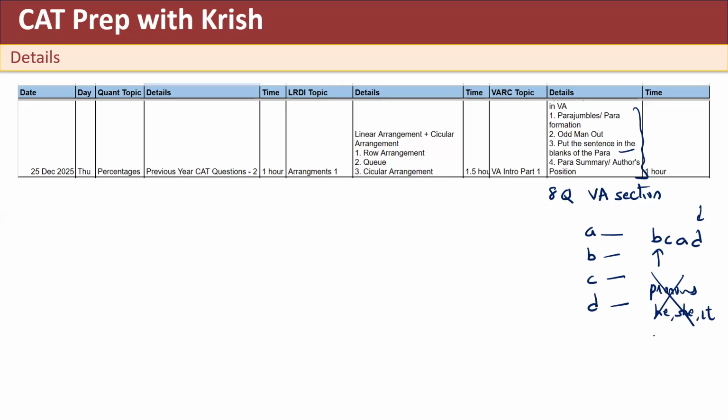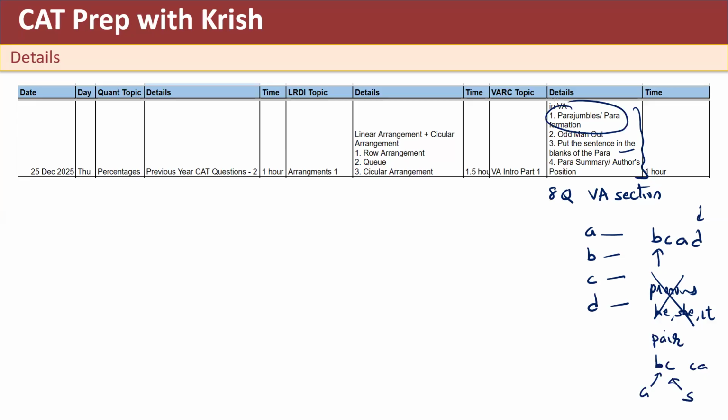And the second thing, what I understood, is that we can also see if the sentences are forming pairs, like BC could be one pair or CA can be a pair. So when I say pair, the first line will be a general statement and the second line will be a specific statement. Okay, so that is about the para jumbles.